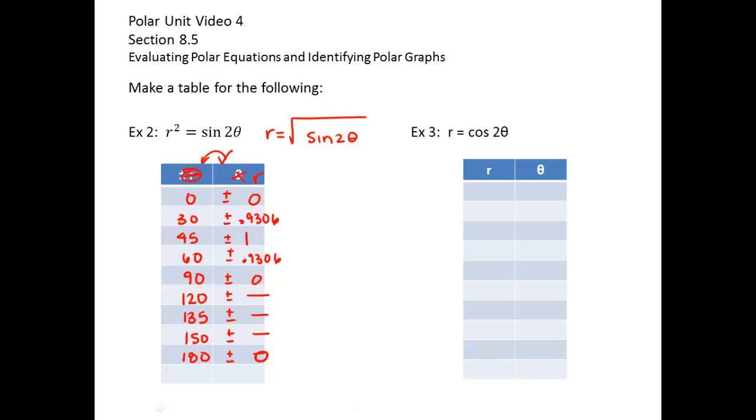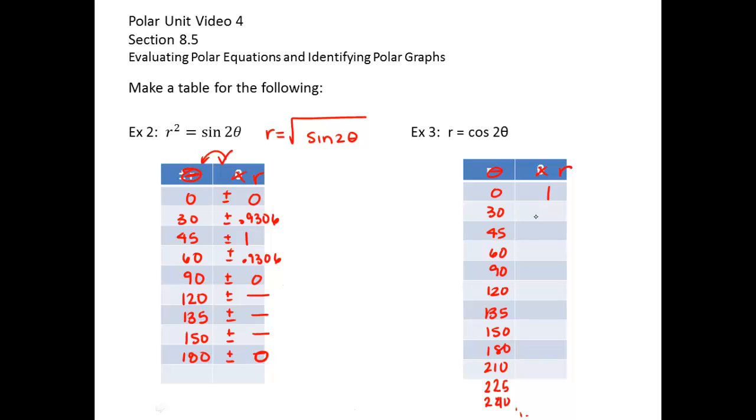Okay, for r equals the cosine of 2 theta, go back and change your r equals to the cosine of 2 theta. And let's look at that one on our table. So once again, we're going to switch these columns because I typed the table wrong, theta and r. And I have 0, 30, 45, 60, 90, 120, 135, 150, 180, 210. This one I'm going to have to go all the way around the circle for. 225 and 240, and of course this would continue on my table, but we'll just look at those.